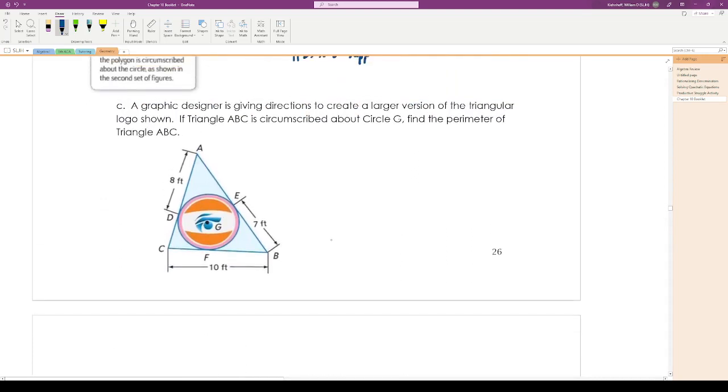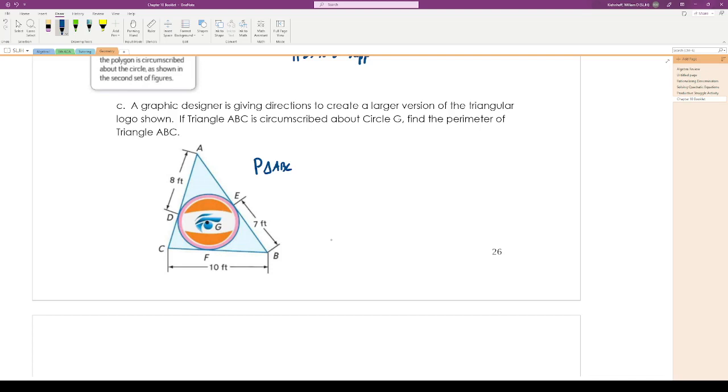Okay, so we have an example where a graphic designer is giving directions to make a larger version of a logo. And if we're going to take ABC circumscribed, the logo is circular, so I don't know what that means. Find the perimeter of triangle ABC. That's a strange statement this is making. Anyways, they want us to just solve for perimeter of triangle ABC.